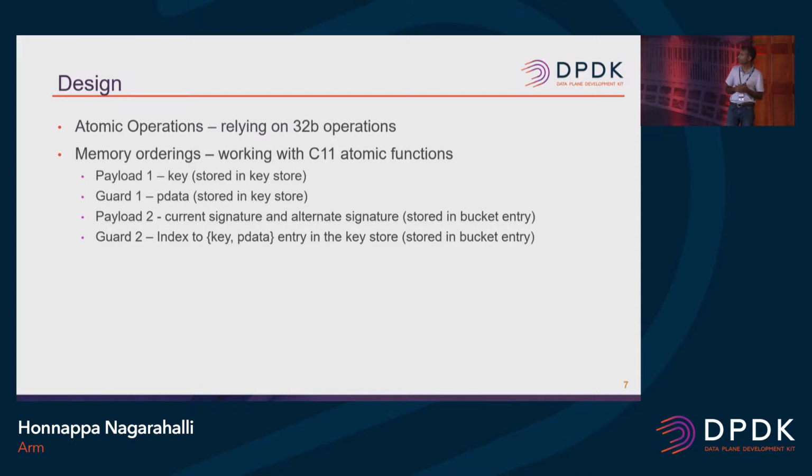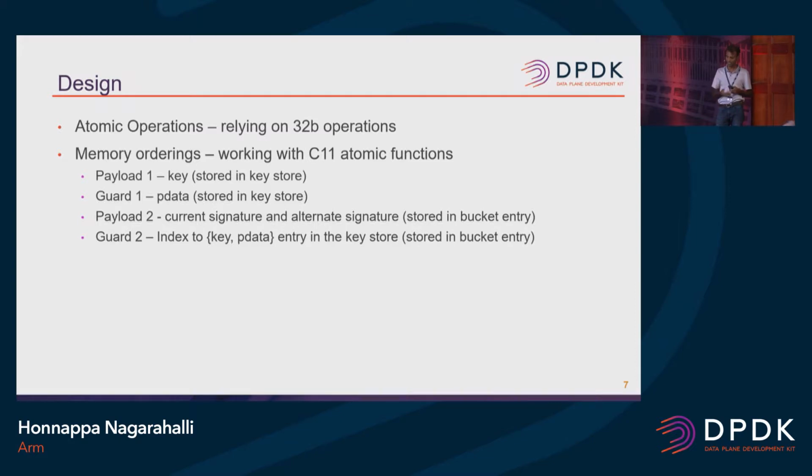So now coming to the design, atomic operations. As I said, I experimented with 128-bit atomics, but then I realized maybe 32-bit atomics are better. They are widely supported, and I could change the algorithm using these. Now coming to memory orderings, right now I have just used C11 atomics. We really don't want to maintain another version with memory barriers.